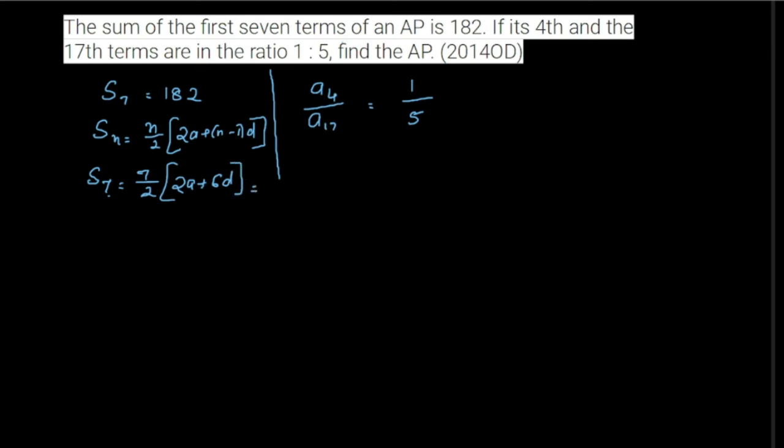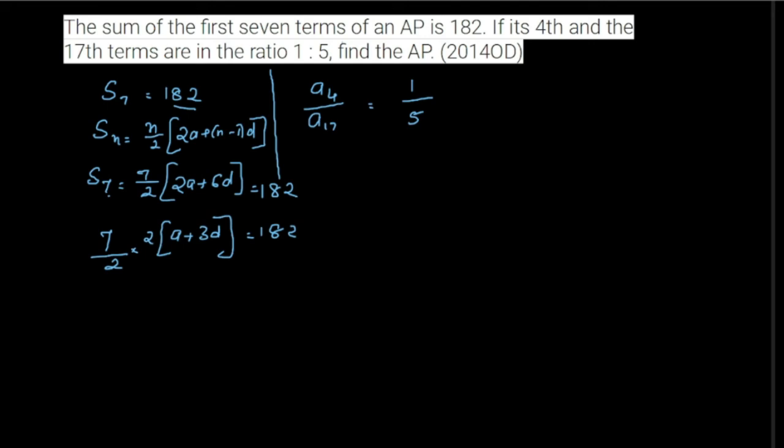that is equal to, we are given that the sum of the first 7 terms is 182. So 7 by 2 into 2a plus 6d, you can take 2 outside. 2 is a common factor. Inside the bracket, we will get a plus 3d, equal to 182. We have taken 2 outside because 2 and 6 are divisible by 2, so we can take the common factor outside.